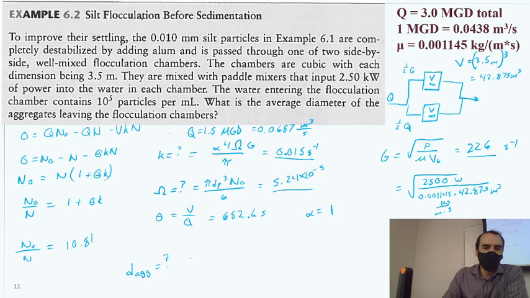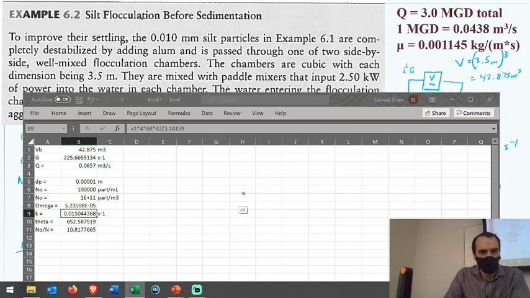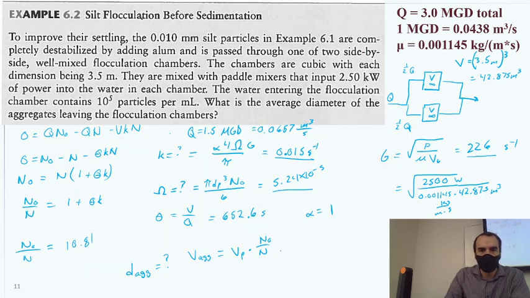Well, what we can know something about is the volume of an aggregate. We know that the volume of one aggregate is going to be equal to the volume of one particle times n naught over n, right? That's the number of the initial particles in every aggregate. I just erased something. Hang on. Okay. So we could write that as n naught over n, or we could just go ahead and say that's 10.81, now that we know.